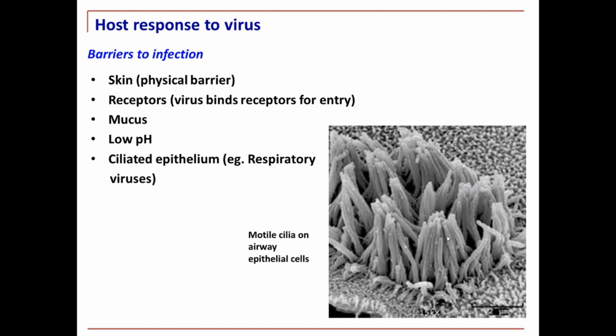So what are some of the barriers to infection? A lot of this has already been covered, and a lot of it is very simple. Of course, the skin itself is a physical barrier to microorganisms. It stops a large number of microorganisms from entering. But of course, there are receptors on multiple cell types that allow viruses to get in. So viruses bind to receptors for entry. And we then have mucus, of course. There's lots of mucus present.